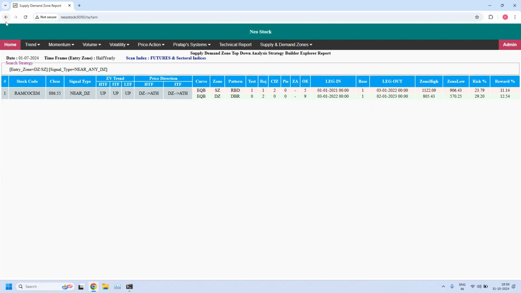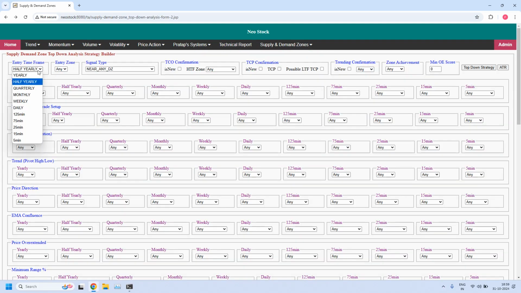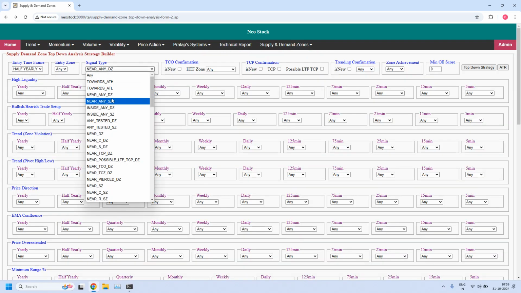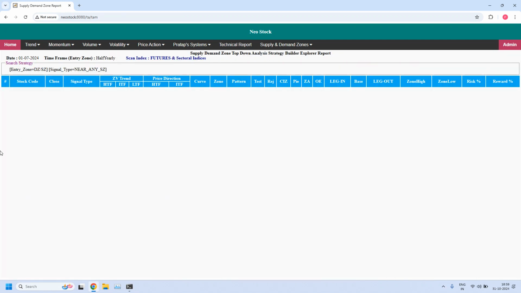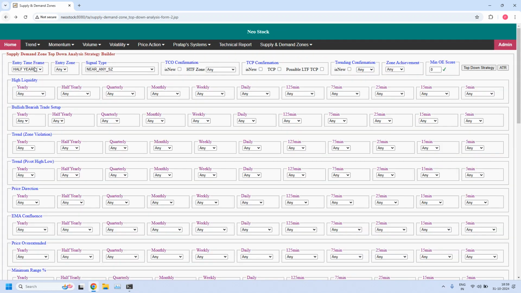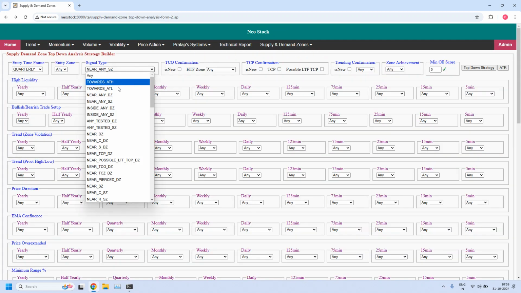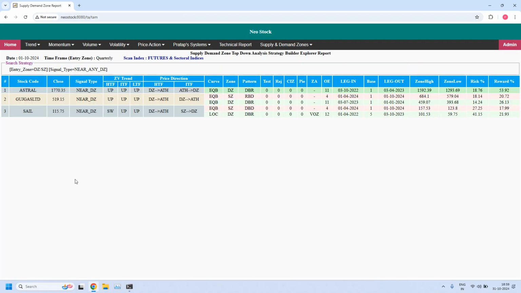Okay, now let me proceed with the next report for half yearly time frame. Let's find the stocks near half yearly supply zone. No stocks are available. Next time frame is quarterly. Let's find the stocks near quarterly demand zone. 3 stocks are filtered.